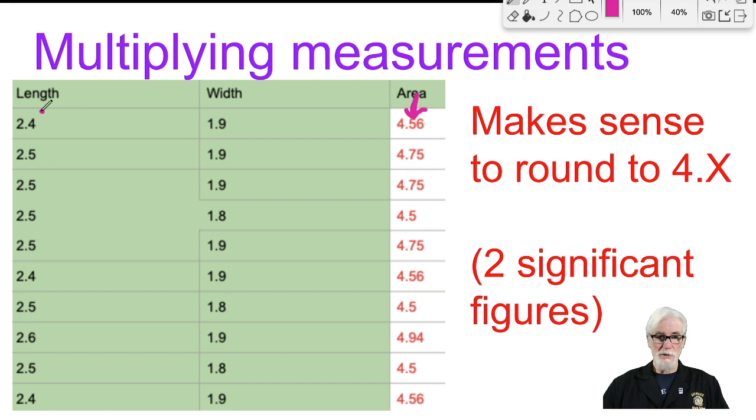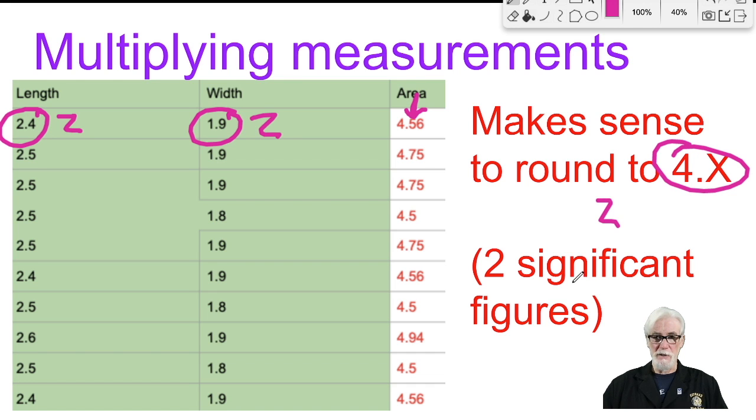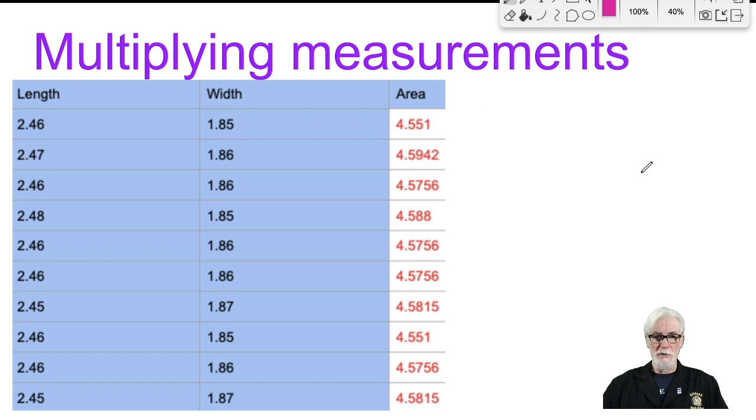So what we found was when we measured a number that had two significant figures by a number that had two significant figures, we get an answer that we should round off to two significant figures. Let's look at another example.